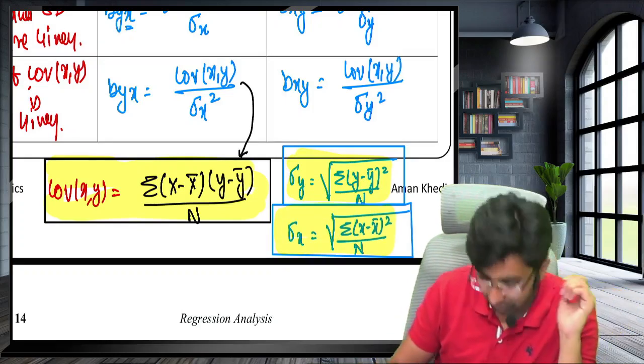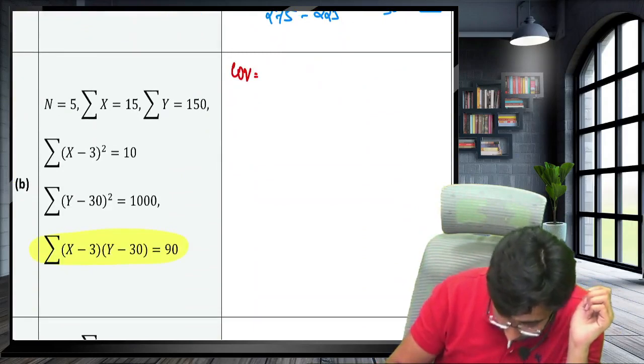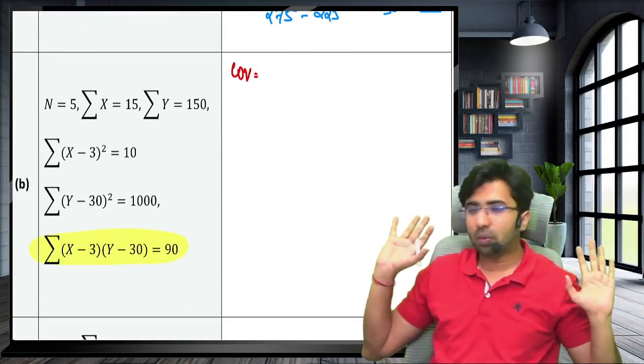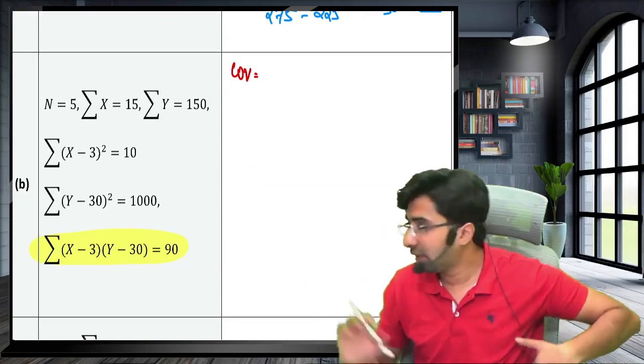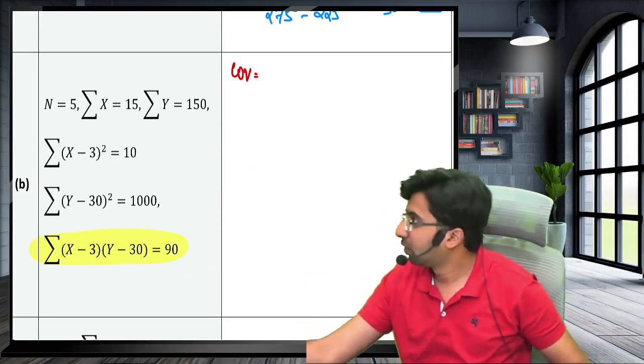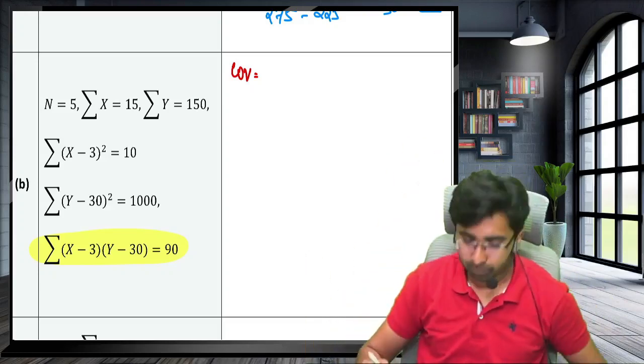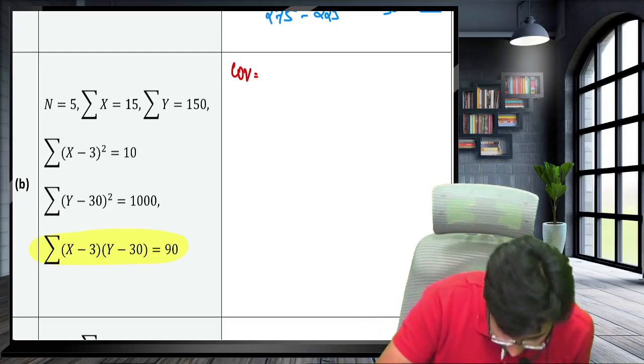Guys, done? Now, please try this question. Guys, you can calculate covariance. Whenever you can calculate the covariance, don't think about any other formula. Always think about formula number three. What is formula number three? Okay, let's write down the formula for that.